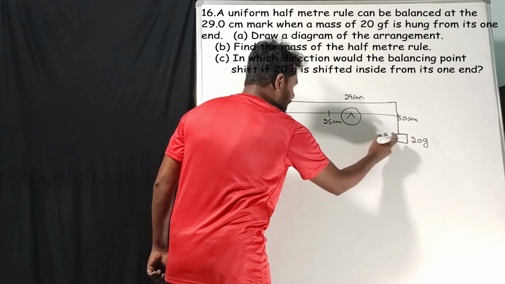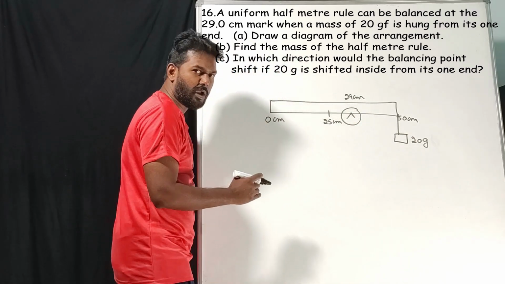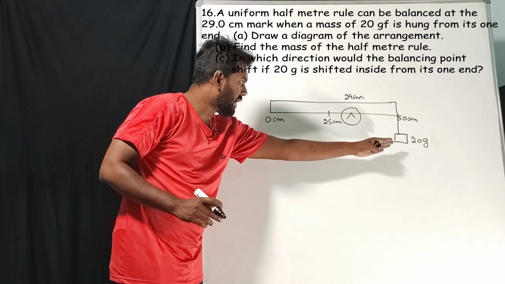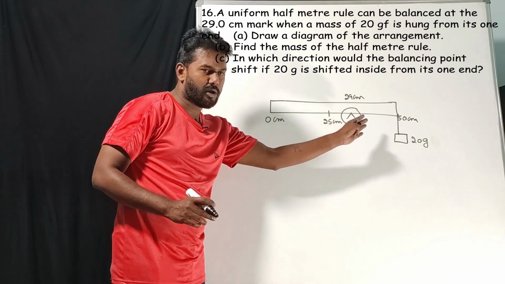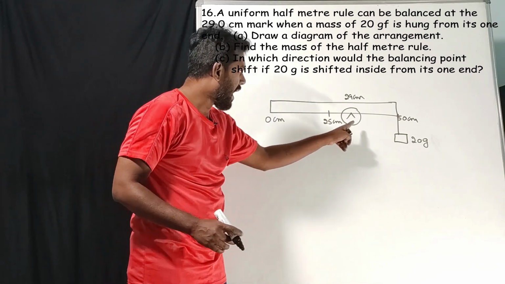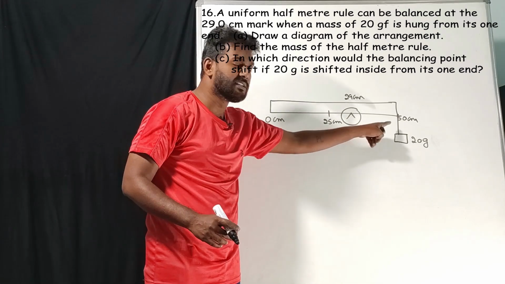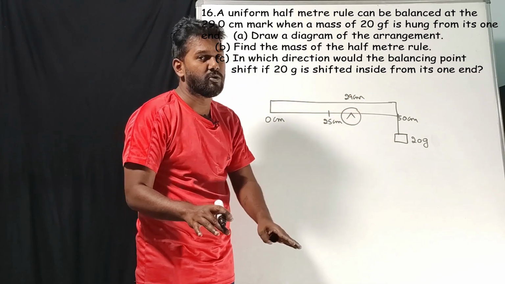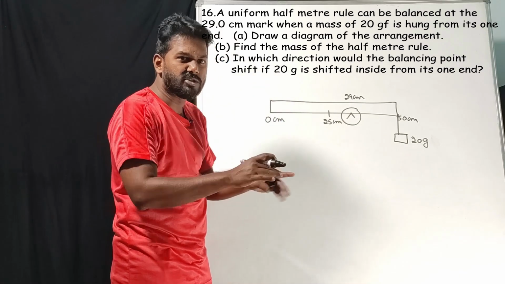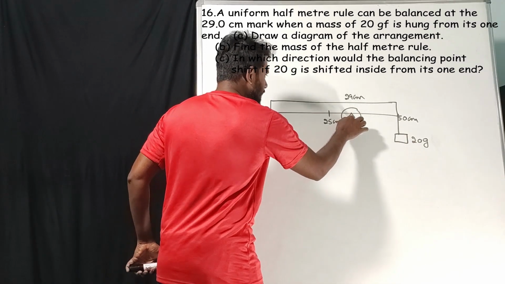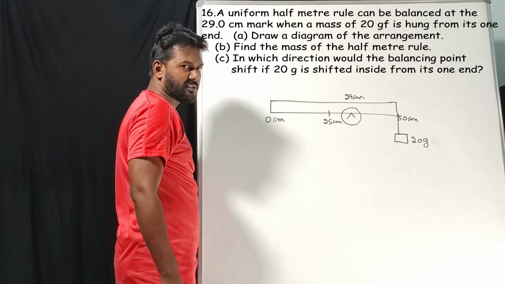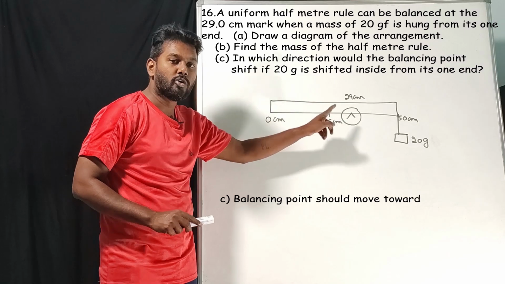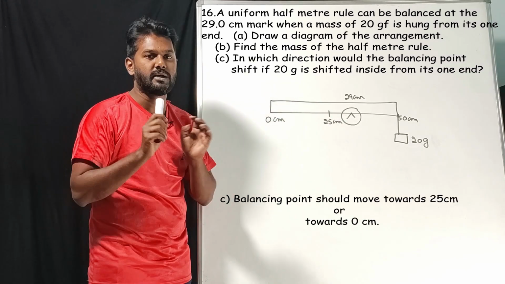See, if this moves inside and this moves that side, the scale is not going to get balanced. Both are in opposite direction. And if distance reduces, the moment of force, the clockwise moment, will also reduce. So to keep the scale horizontal, if this is moving this side, this has to move towards the 25 centimeter. So what should be your answer? The balancing point should move towards the 25 centimeter.